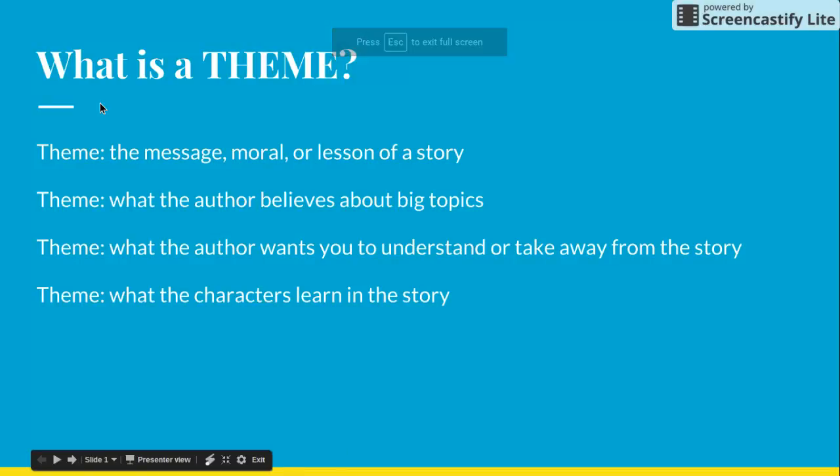The following definitions are all definitions of theme. In the box that says what is a theme, I'd like for you to take down the definitions that mean the most to you. So a theme is the message, moral, or lesson of a story. It can be what the author believes about big topics. A theme is what the author wants you to understand or take away from the story. And a theme is also what the characters learn in the story.